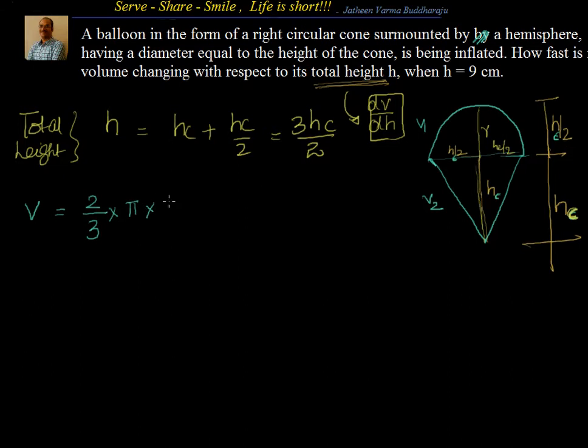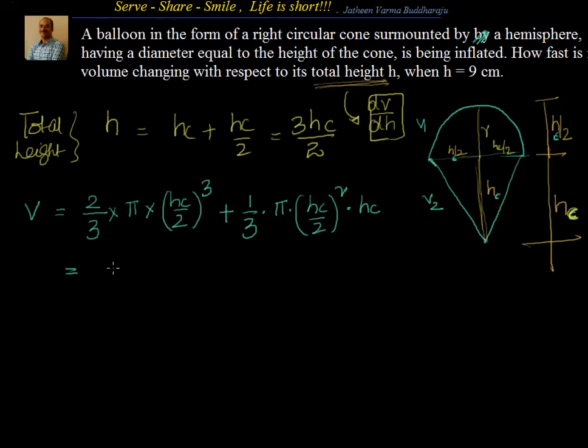R cube, radius is how much here? hc by 2 whole cube, 2 by 3 pi r cube, that's the formula for volume of hemisphere, plus volume of the cone, that is equal to 1/3 into pi into r square. R is hc by 2, r square into h. H is equal to hc.